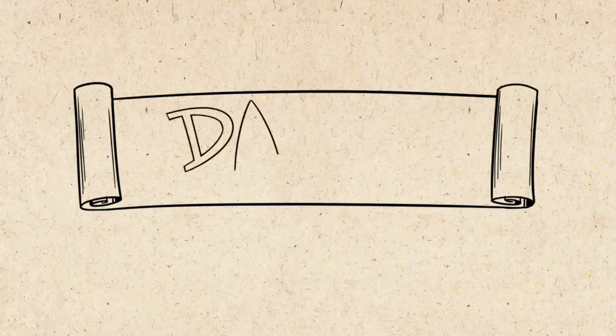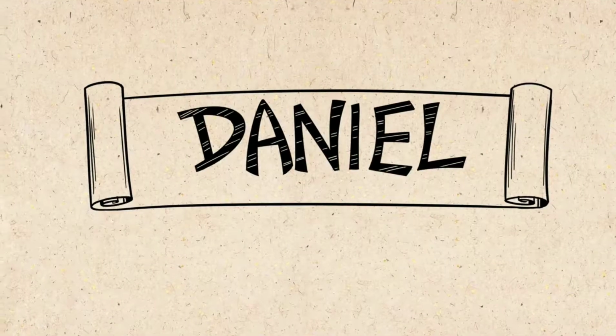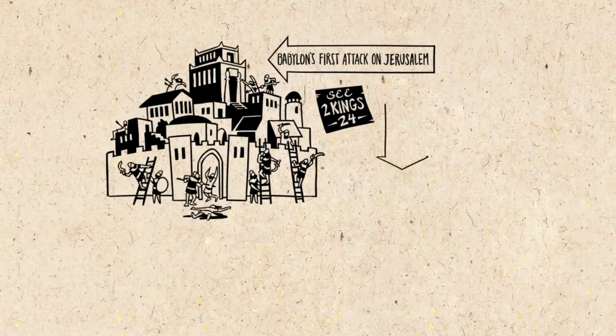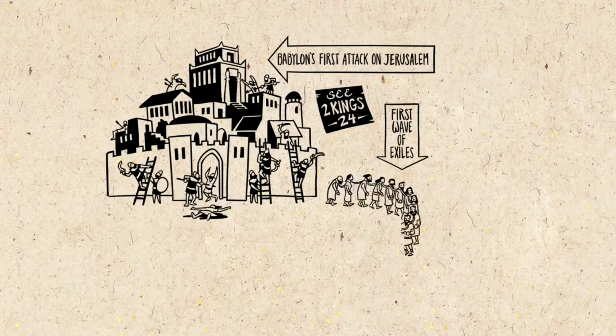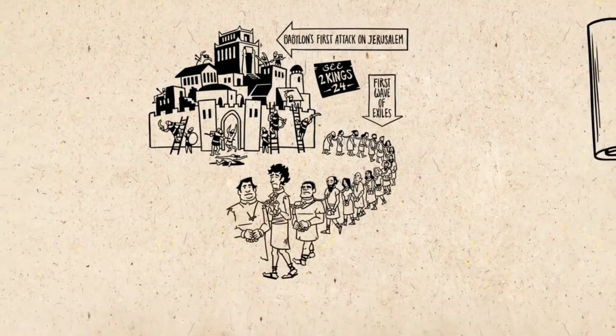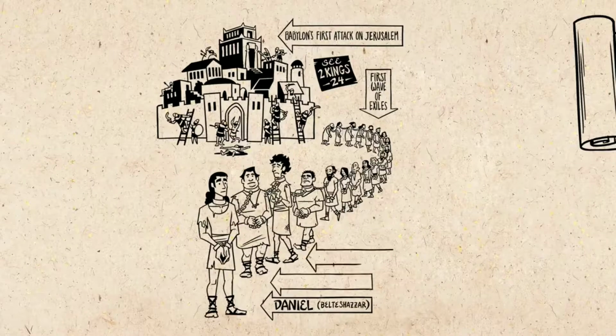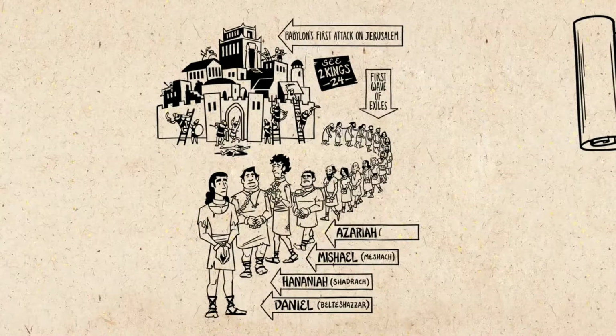The book of Daniel. The story is set right after Babylon's first attack on Jerusalem, when they had plundered the city and its temple and taken a wave of Israelites into exile. Among them were four men from the royal family of David: Daniel, who's later named Belteshazzar, and his three friends who you probably know by their Babylonian names, Shadrach, Meshach, and Abednego. This book tells of their struggles to maintain hope in the land of their conquerors.